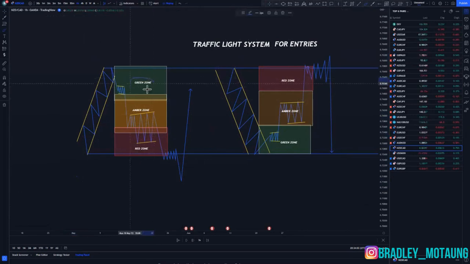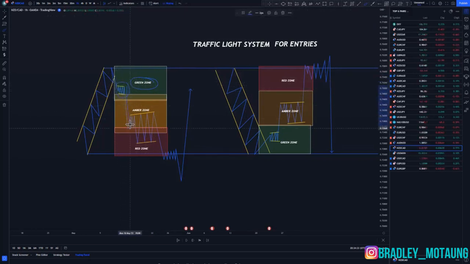So on the red zone here, you look for risk entries, maybe at the top of the structure, double top areas like this, and then you look for sells. Or you can look for tight flags, 6 to 8 hours just like this.